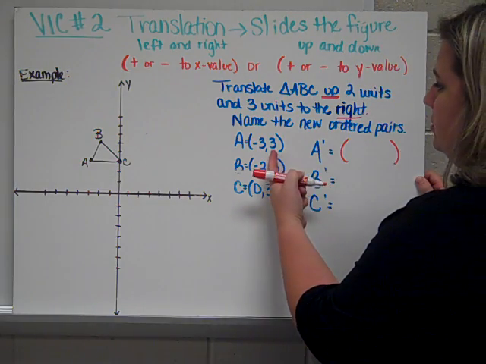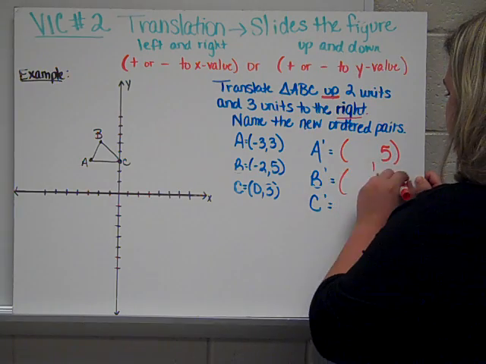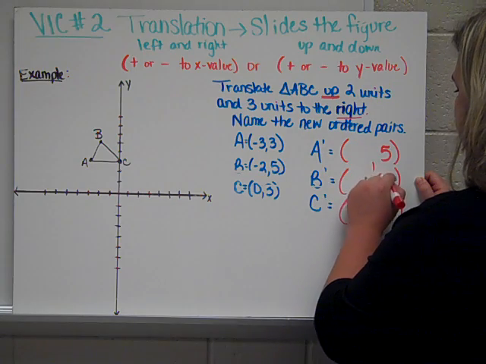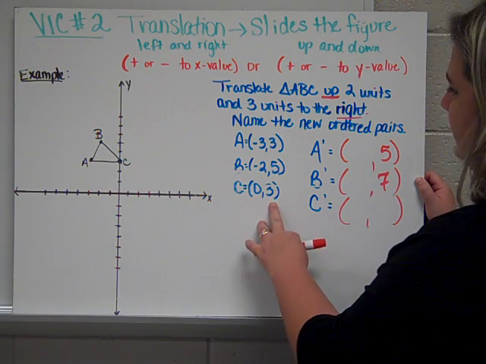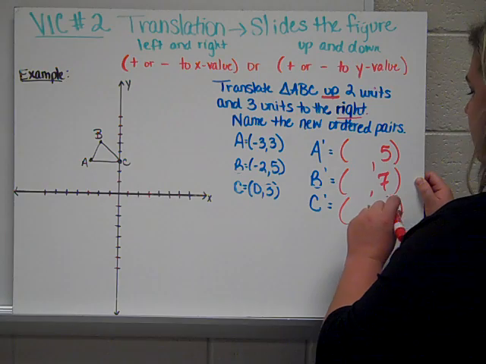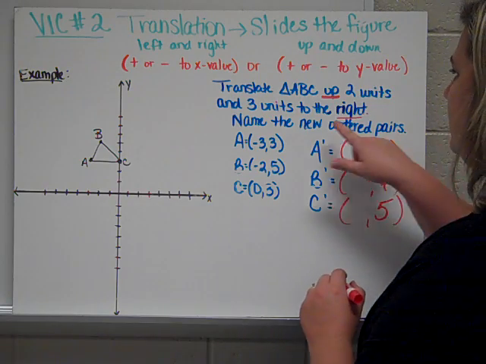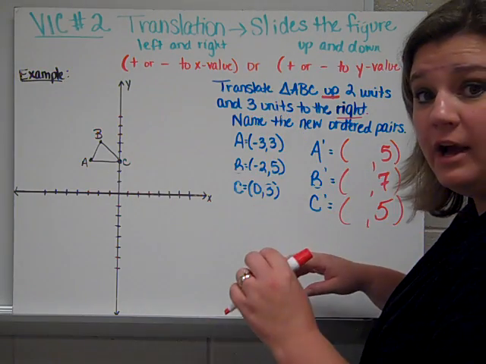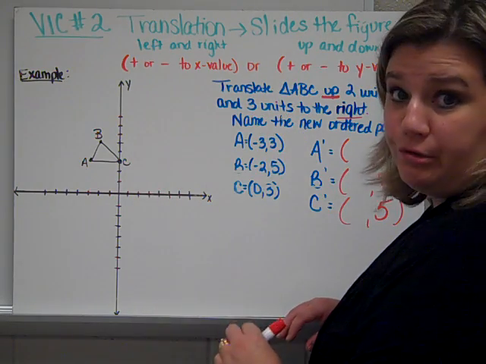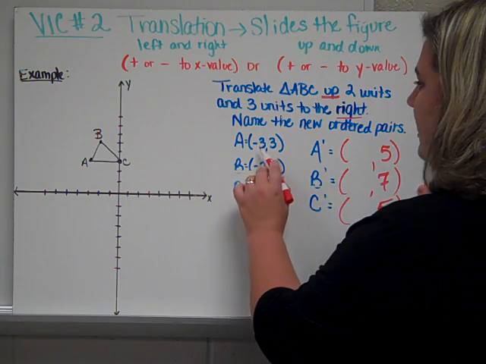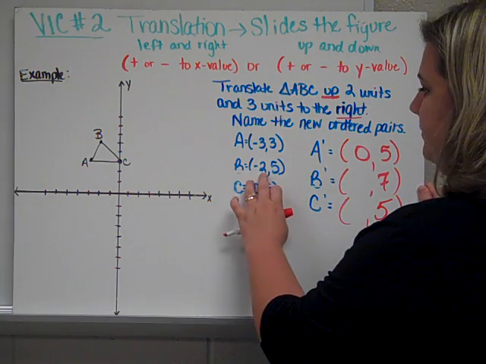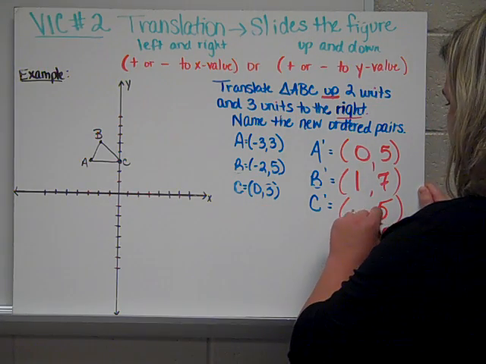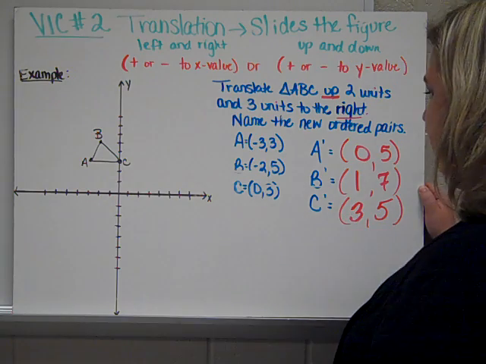Adding 2 to the y of A would give me a 5. Adding 2 to the y of B would give me a 7. And adding 2 to the C y coordinate would give me a 5. Now let's do the x. We're doing 3 units to the right, so we are adding 3 to the x coordinate. So add 3 to 0, add 3 to 0 and get positive 1, and add 3 to C, which is 0, so that would give me a positive 3.